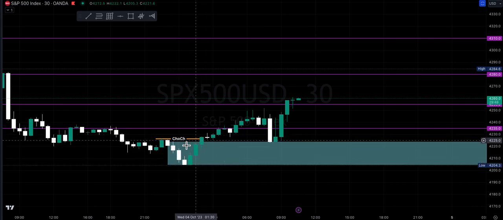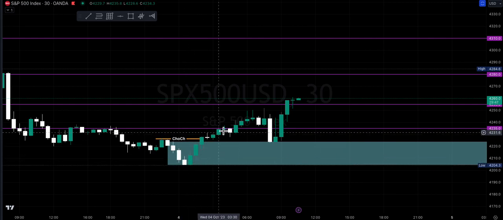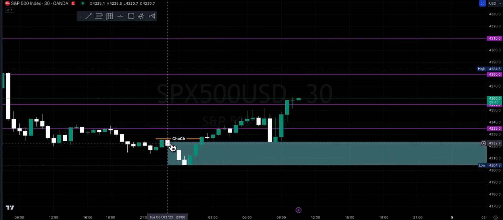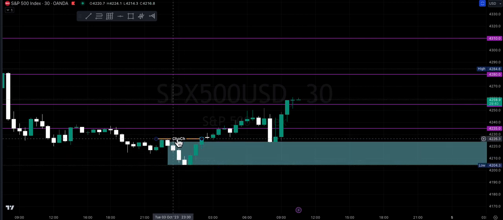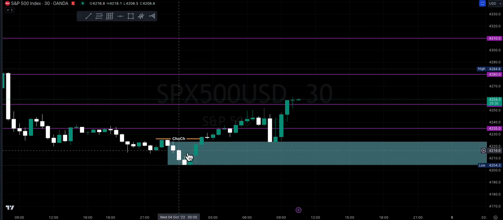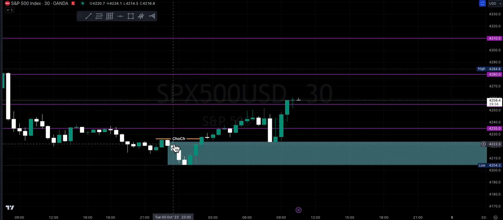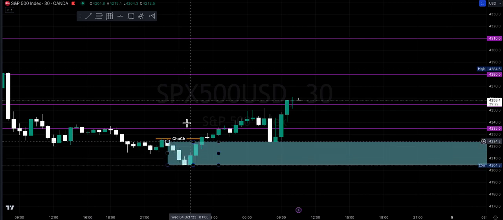Basically, if the trend's going up, an order block is the last set of candles on the opposite side. Since we broke structure here towards the upside, the last set of candles to form an order block will be this candle and this candle. That's why I drew the order block there.